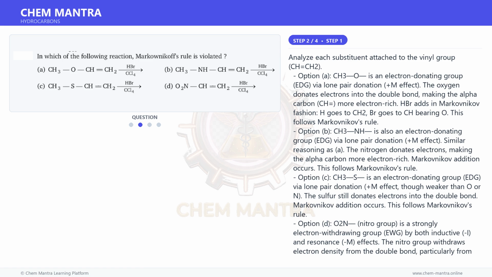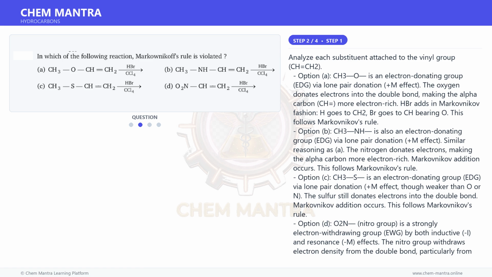Option B. CH3NH is also an electron-donating group, EDG, via lone pair donation plus M effect. Similar reasoning as A. The nitrogen donates electrons, making the alpha carbon more electron-rich. Markovnikov addition occurs. This follows Markovnikov's rule.